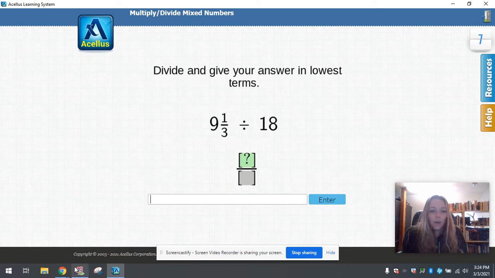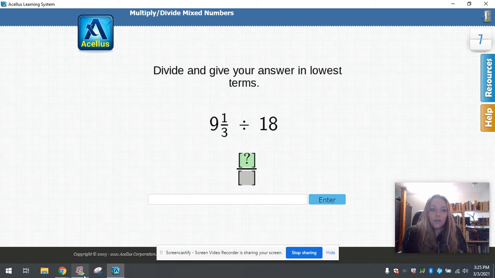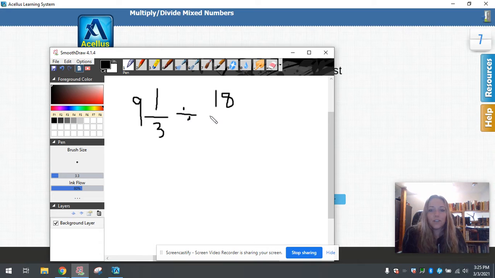So I'm going to copy our problem down. 9 1/3 divided by 18. Now remember, if we are trying to multiply or divide fractions, it's easiest if we have both of the numbers in fraction form. 18 divided by 1 would be 18. So I can write 18 as 18 over 1 if I need to make it a fraction.